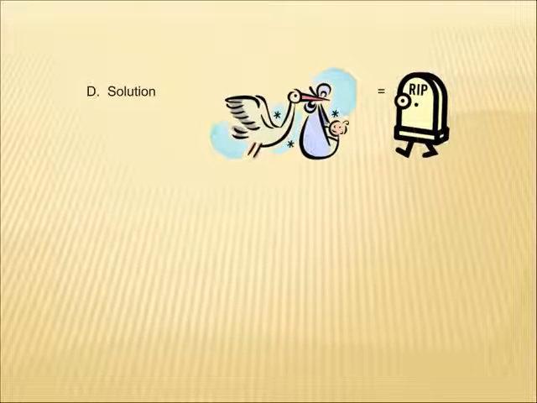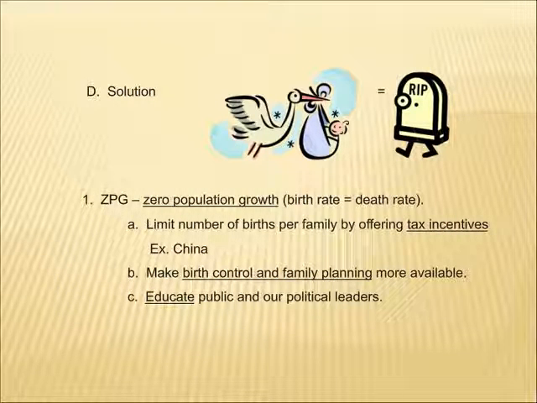So knowing that human population growth is really the root cause of all of the environmental problems we are experiencing in the world today, what is the solution to that? Well, the simplest answer is called ZPG, or zero population growth. What this would mean is that the number of births that occur would equal the number of deaths that occur. And that way our population would stabilize and stop getting larger.